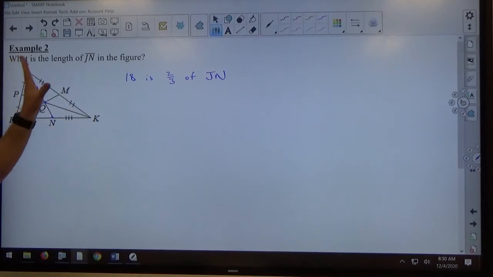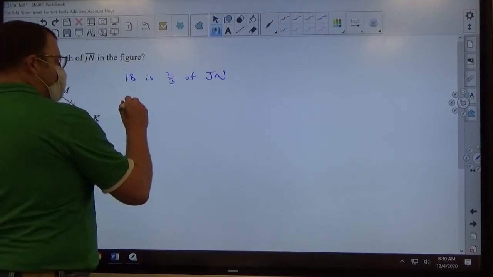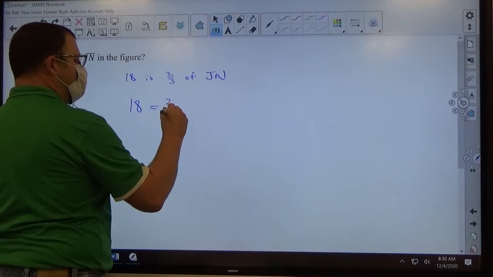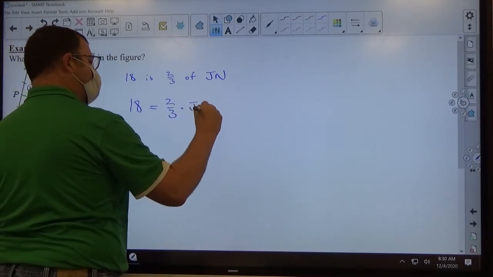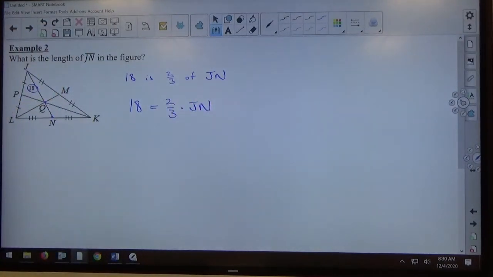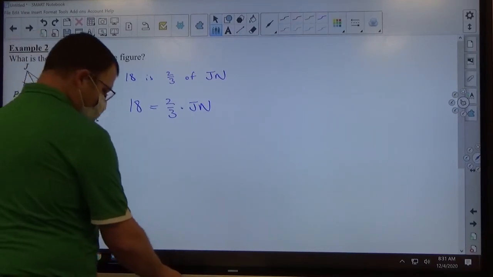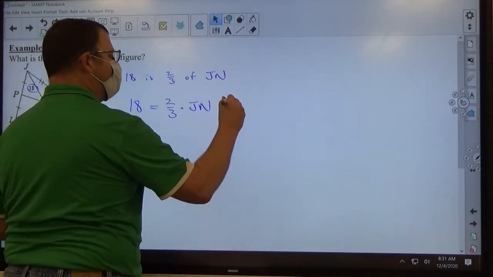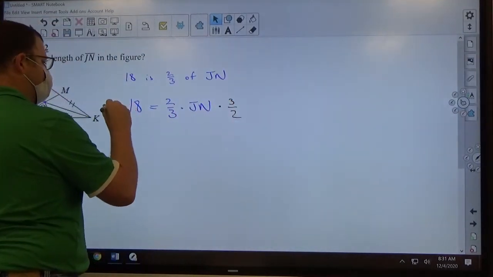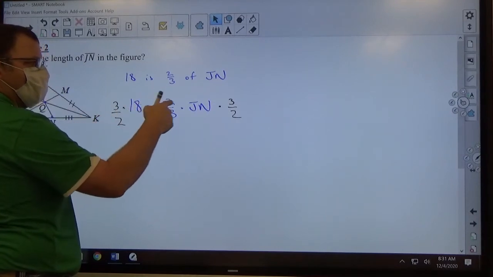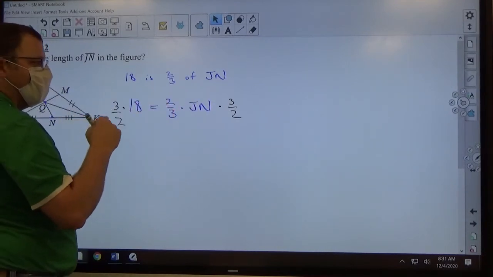So if I just took that statement based on that theorem and those words, and I made it into an equation, 18 equals 2/3 times JN. To solve 18 equals 2/3 times JN, I want the 2/3 to go away, so I'm going to multiply by 3/2, because anytime you have a fraction in front of a variable, you multiply by the reciprocal.